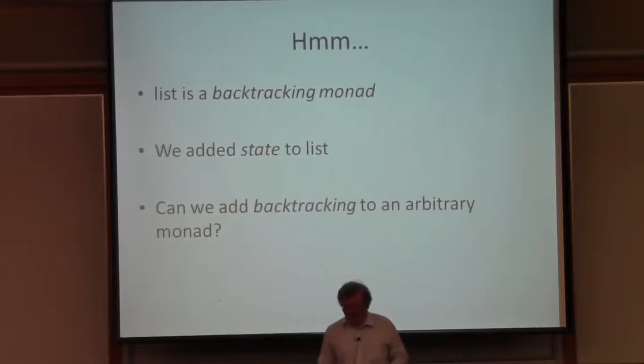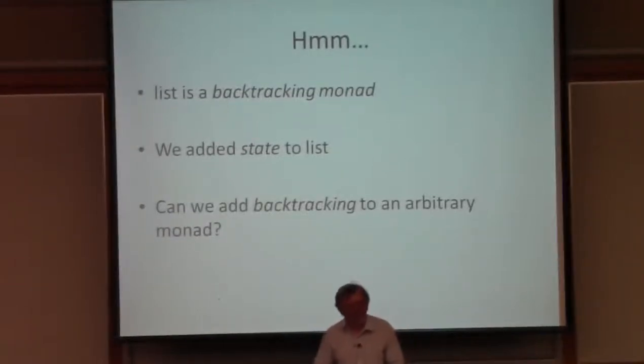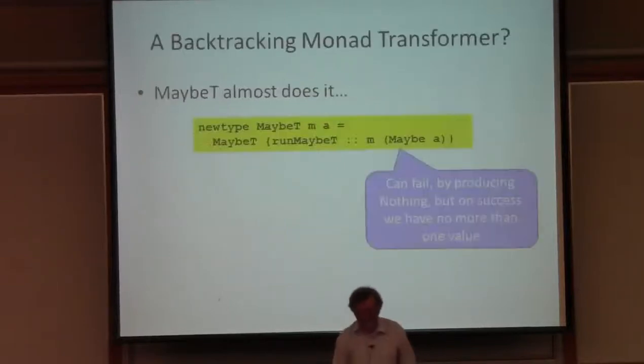So I want to show you one more exercise today. List is a backtracking monad, we've said. I've shown you how to add state to list, but there state was a monad transformer, but my backtracking was done by a monad. What if I want to add backtracking to something else? Can I define a backtracking monad transformer? Turns out, yes, I can.